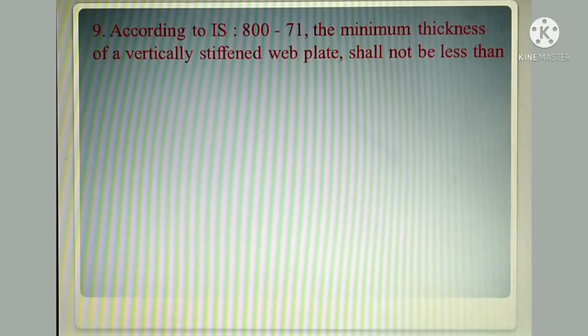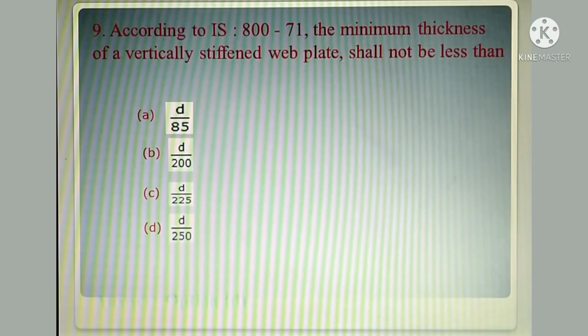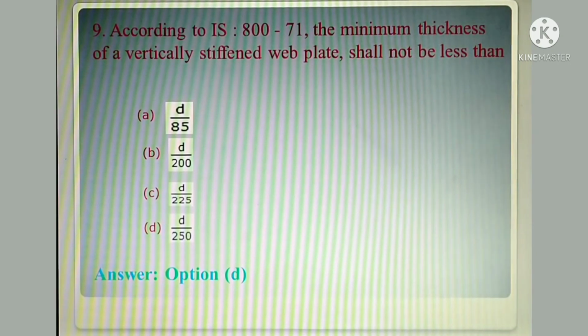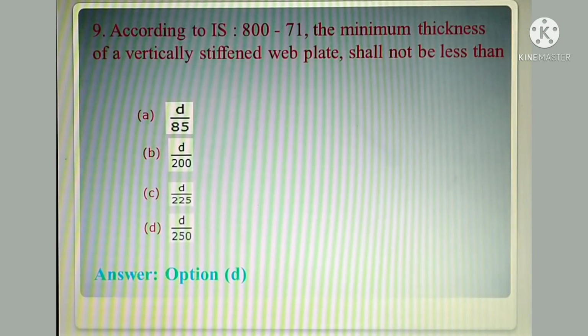According to IS 800-71, the minimum thickness of a vertically stiffened web plate shall not be less than: option A, D divided by 85; option B, D divided by 200; option C, D divided by 225; and option D, D divided by 250. Answer: option D, D divided by 250.